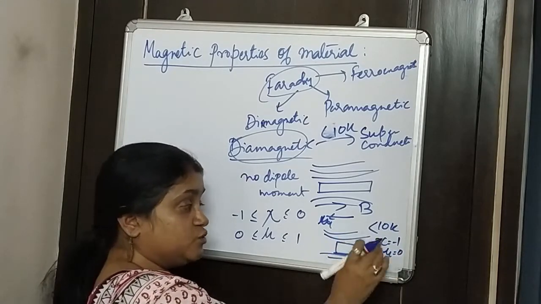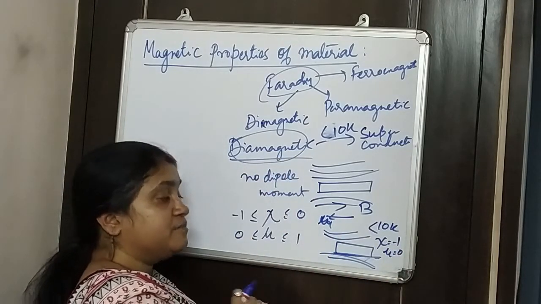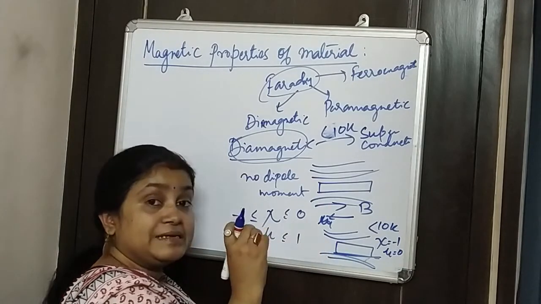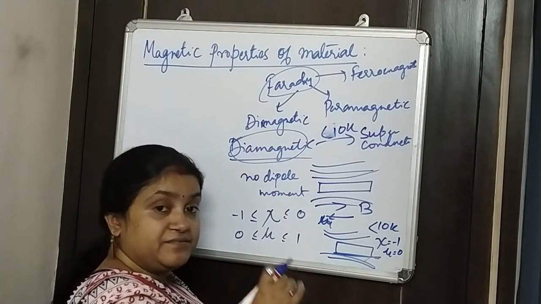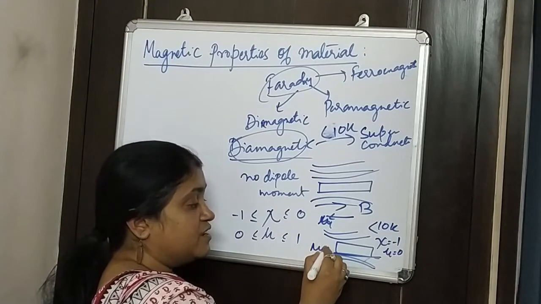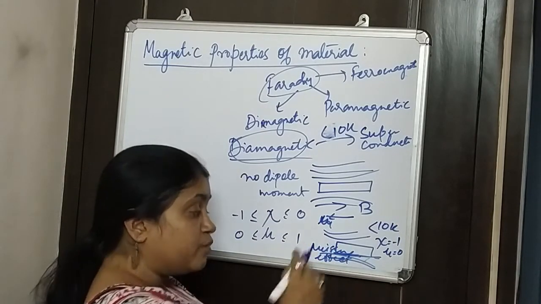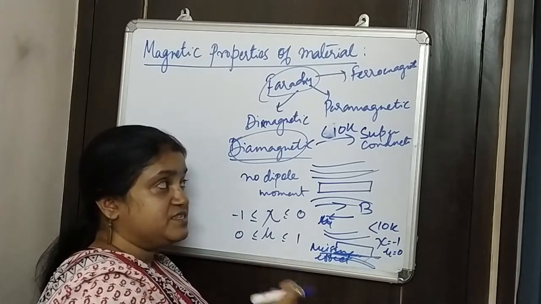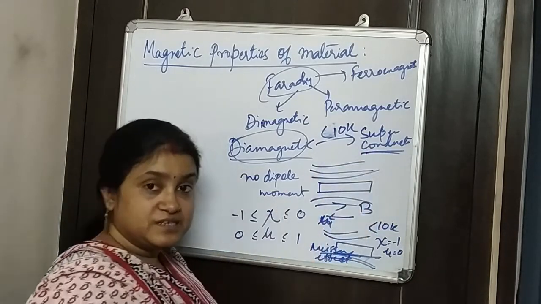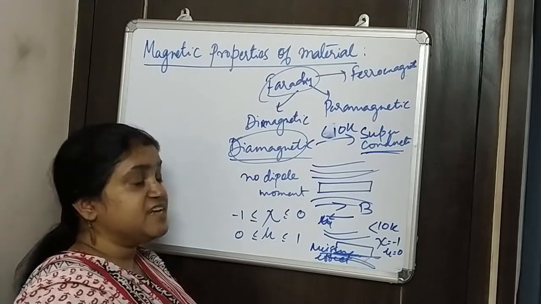This particular situation for a diamagnetic material, where it completely repels the magnetic field lines, is what is called the Meissner effect. This is a very important effect that we see in a superconductor. So this is what diamagnetic material is.